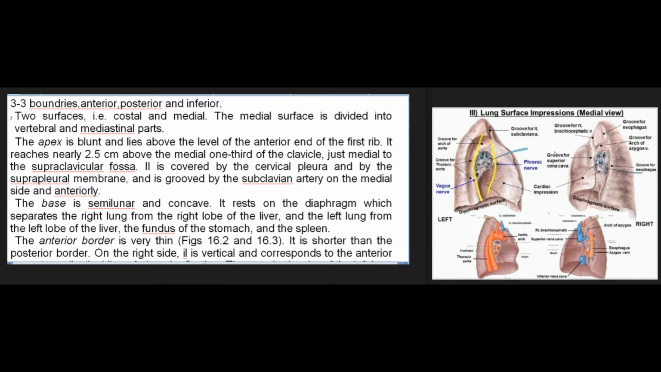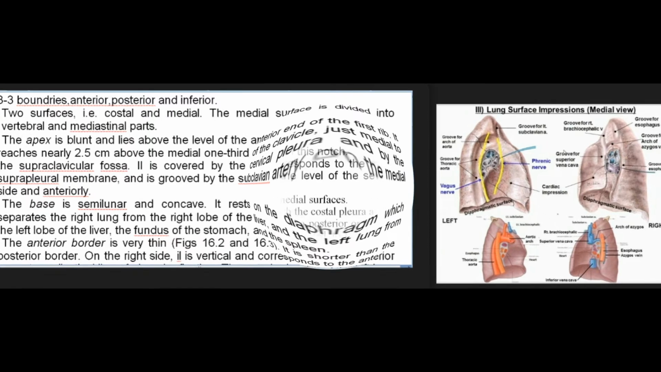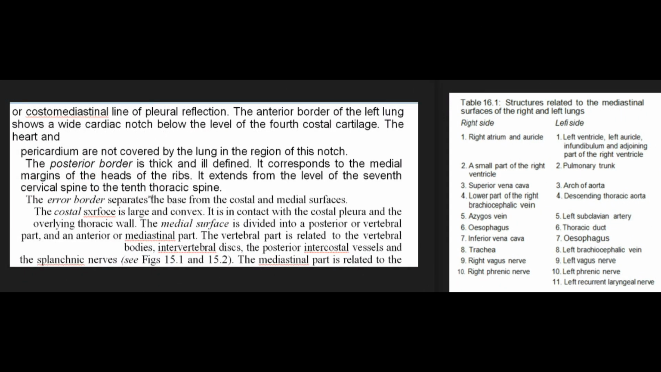The anterior border is very thin, Fig 16.2 and 16.3. It is shorter than the posterior border. On the right side, it is vertical and corresponds to the anterior or costomediastinal line of pleural reflection. The anterior border of the left lung shows a wide cardiac notch below the level of the 4th costal cartilage. The heart and pericardium are not covered by the lung in the region of this notch.